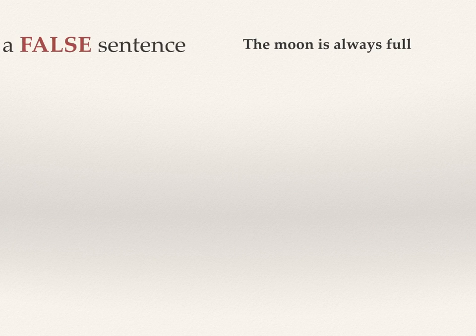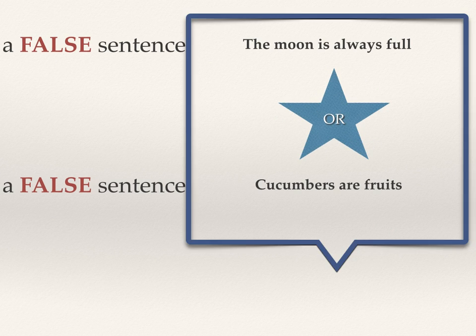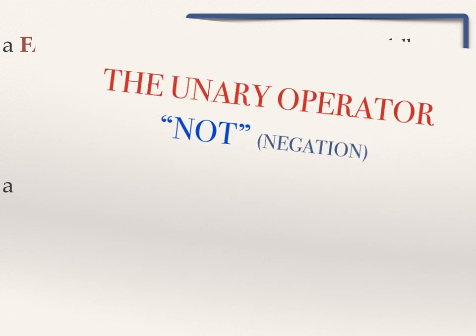Now let's take two false sentences. The moon is always full, cucumbers are fruits. Both sentences are false. In this case, and only in this case, if we act upon these two sentences with the or operator, we get the sentence, the moon is always full or cucumbers are fruits, and the result in this case only is false, because both sentences are false.